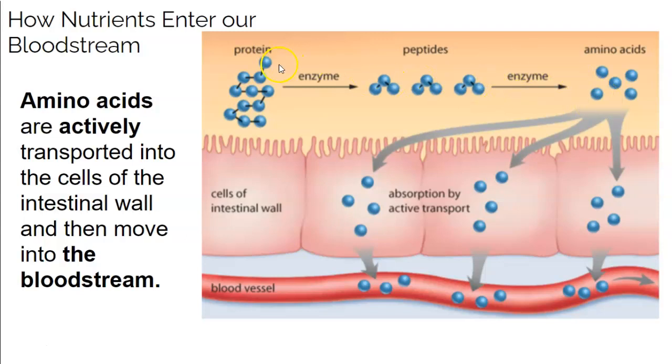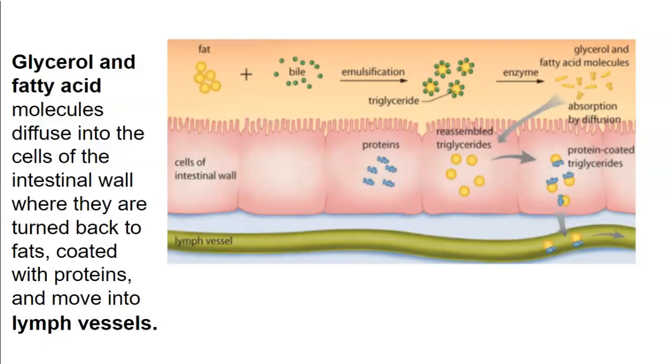So this happened in the duodenum. We are now traveling through the jejunum and the ileum with these amino acids. They're passing over the intestinal wall, and we are actively transporting them into the bloodstream. So again, this is the same version as glucose. When you are passing food from your small intestine to your bloodstream, you're actively transporting it.